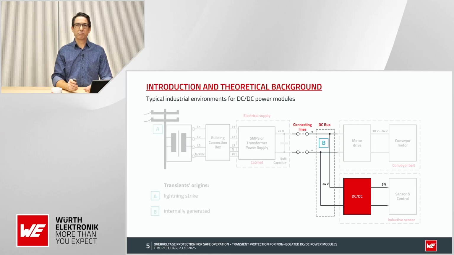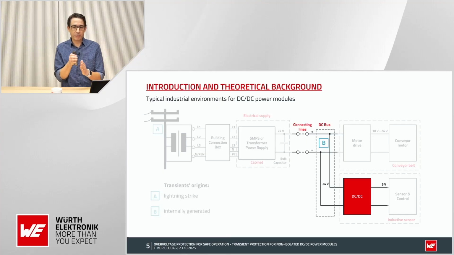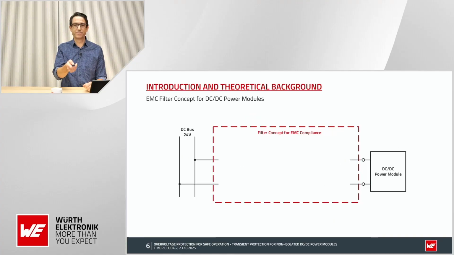Let me make a short interruption. What we are now telling here, like the lightning strike or the internally generated, these are, let's say, the ones that are well known. All the other ones could also be possible, like that we have two cables that lie in parallel, and we have a capacitive coupling, and it comes, let's say, from a frequency converter. This could also be a possible internally generated source, but we will focus now on what I have shown here.